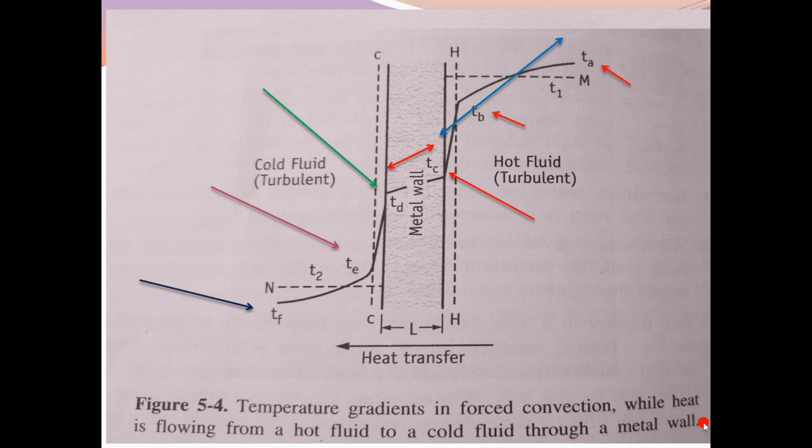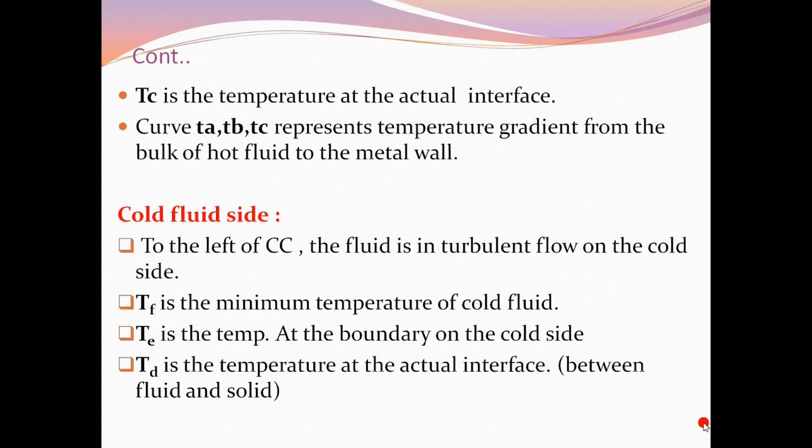Now curve TD, TE and TF represents the temperature gradient from the metal wall to the bulk of the cold fluid. This curve represents the temperature gradient from the metal wall to the bulk of the cold fluid. This is the overall explanation of this diagram.